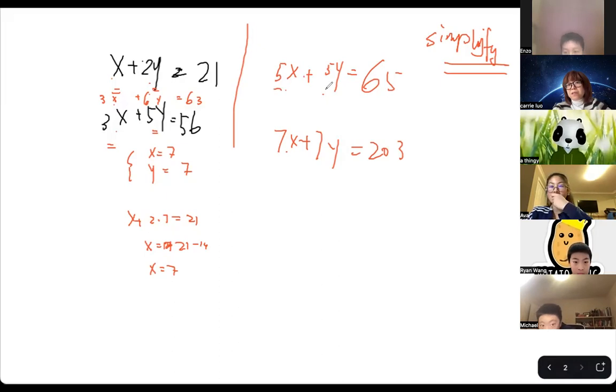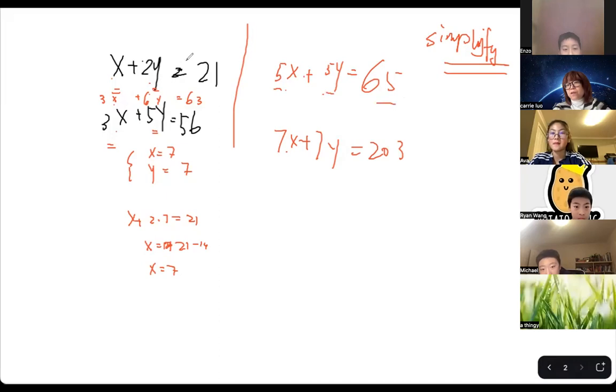Okay, so everybody, when we see 5, 5, and 5, we can times every single term. We can also what, Ava and Enzo? We can also divide. Divided by what? Divided by 5. So 5x divided by 5 equals x. 5y divided by 5 equals y. And 65 divided by 5 equals 13.